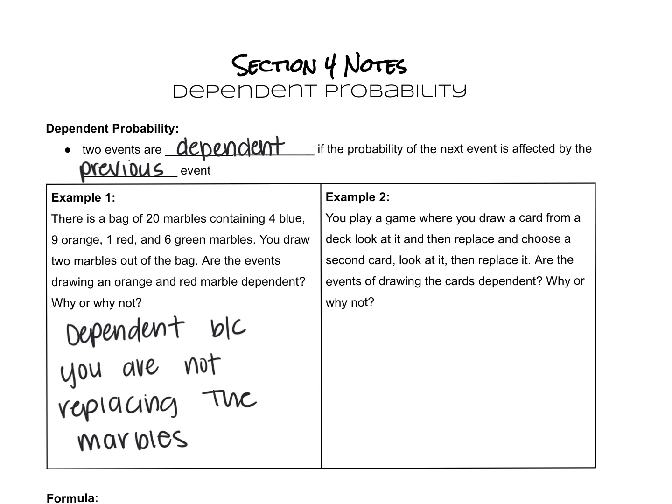For our second example, you play a game where you draw a card from a deck, look at it, and then replace it, and choose a second card, look at it, then replace it. Are the events of drawing the cards dependent? Why or why not? So in this case, we have independent events. And the key thing is that you are replacing the cards.